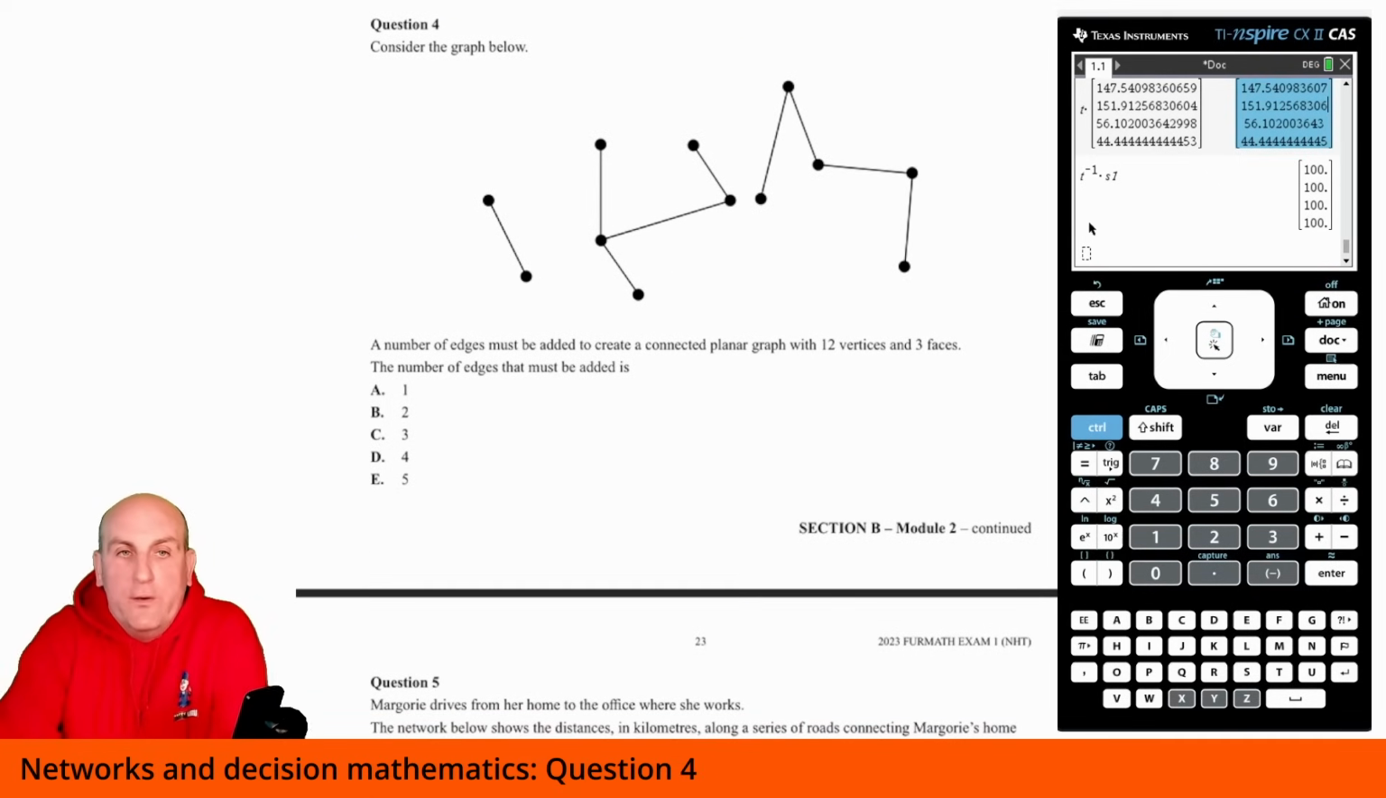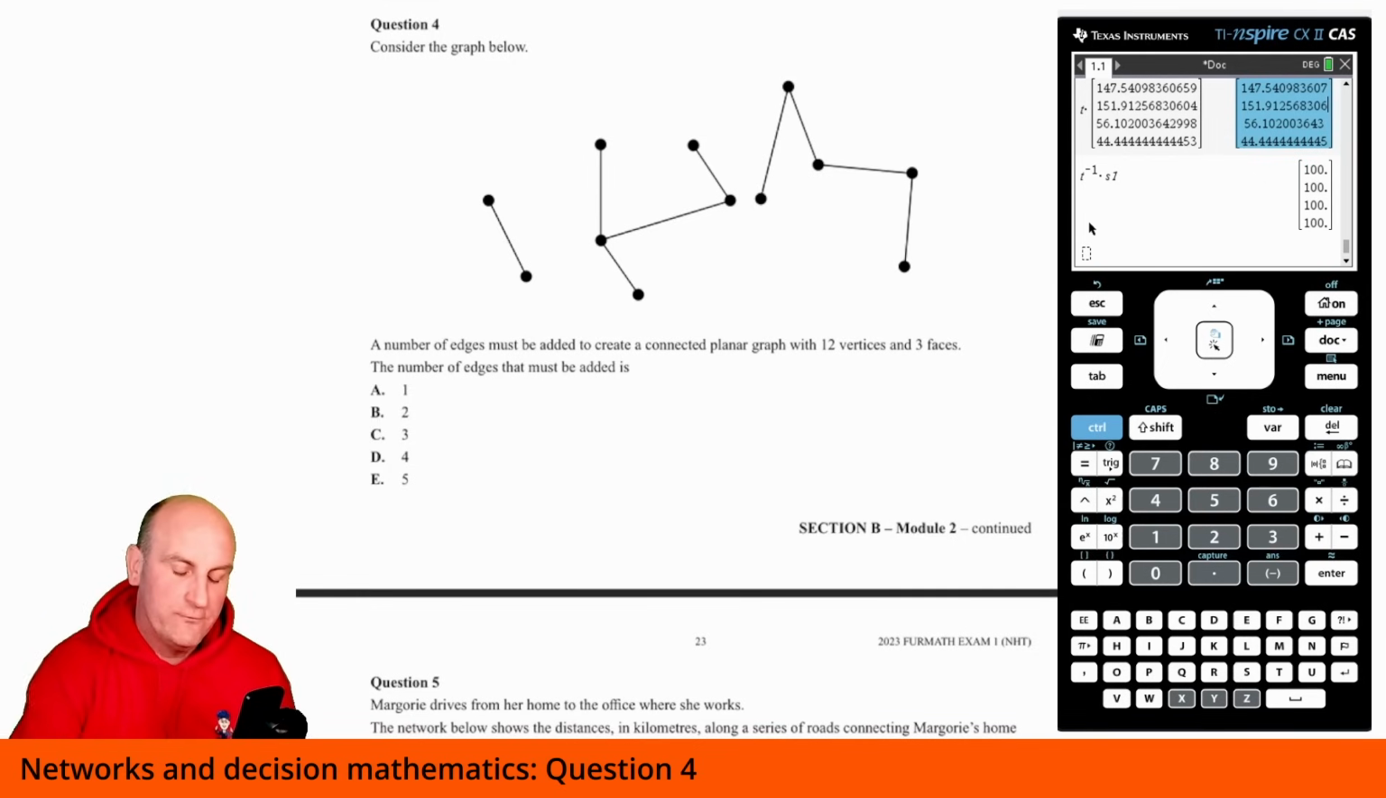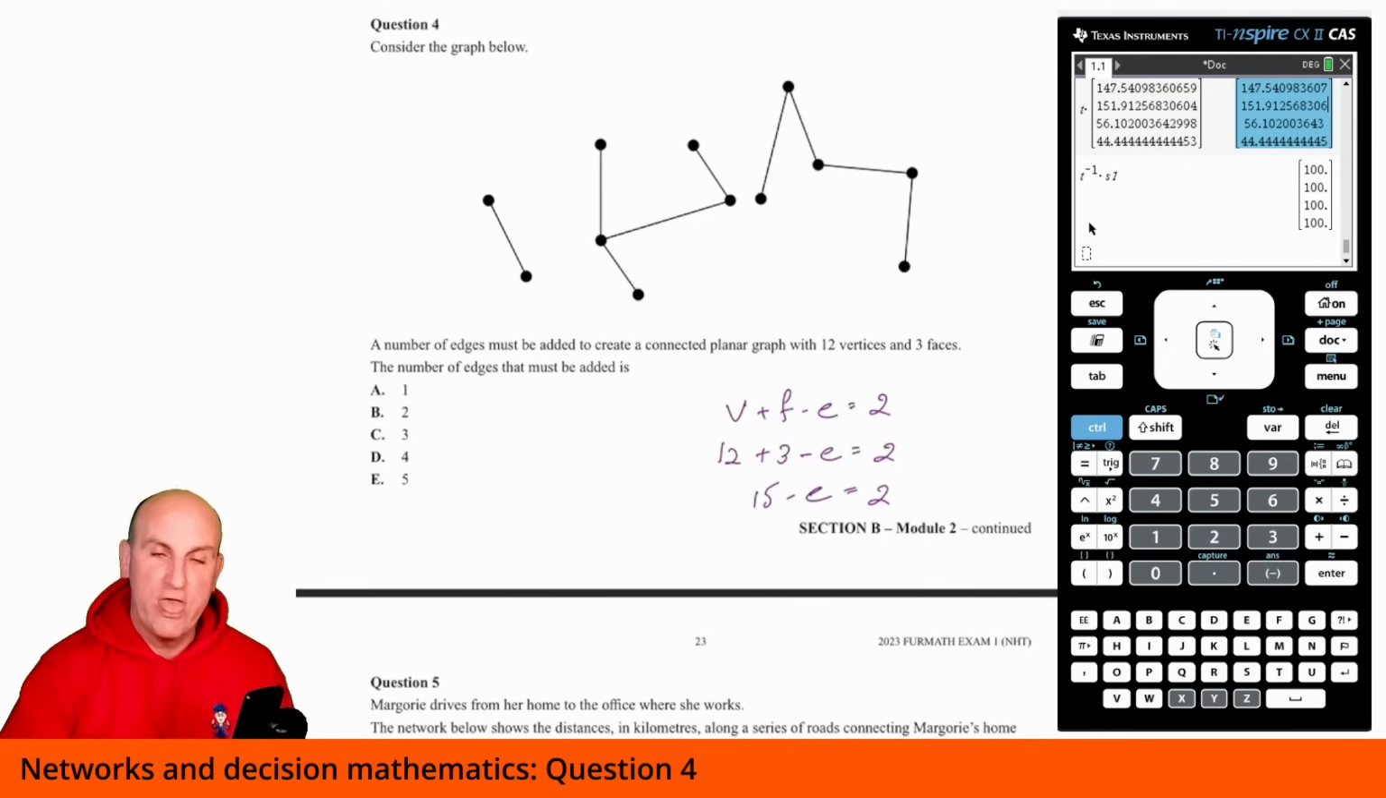Consider the graph below. The number of edges that must be added to create a connected planar graph with 12 vertices and 3 faces. Right, for it to be planar, it's got to satisfy Euler's formula: vertices plus faces minus edges equals 2. We've got 12 vertices. We've got 3 faces. We want to try and work out what that's going to give. So 15 minus what value gives me 2? 13. So this has to have 13 edges.